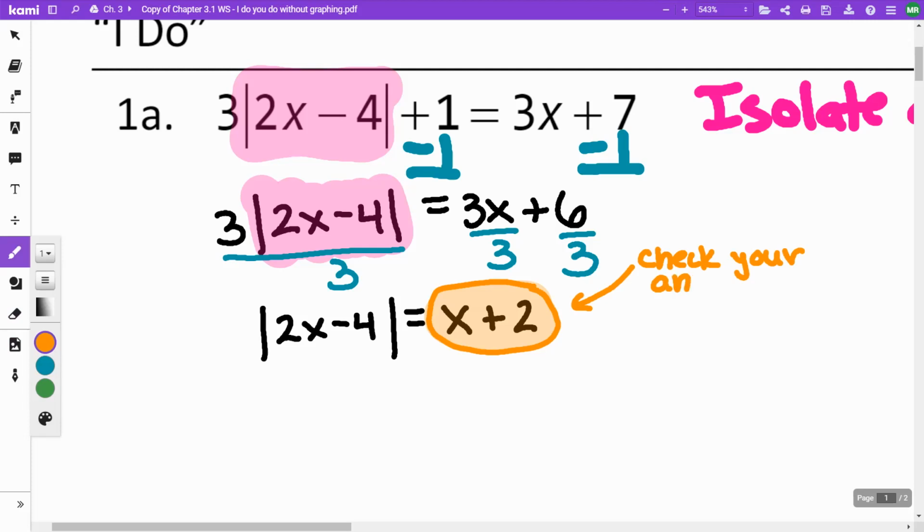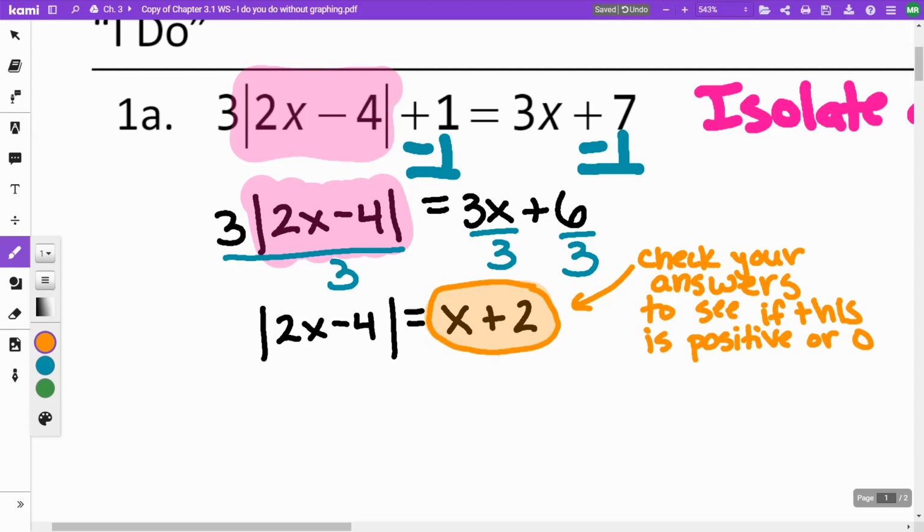You want to make sure that you get a positive result. You don't care what your x is. Your x could be positive, your x can be negative. What do you get when you plug that in to x plus 2? So you're going to check your answers to see if this is positive or 0. 0 is acceptable. So really, non-negative.